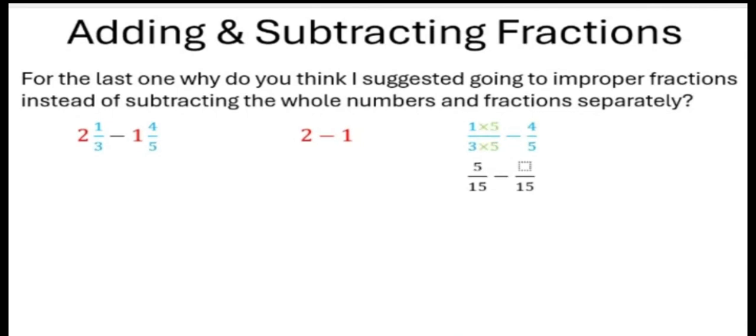I need to multiply the 3 by 5 and the 1 by 5 to get 5 over 15. I need to multiply the 5 and the 4 in the second fraction by 3 to get 12 over 15. And now hopefully you see what the problem is, because I need to go 5 minus 12. Technically I get a negative number, but we're not going to say 2 minus 1 is 1, and then say 1 and negative 7/15. That is not a correct way to express a mixed number.